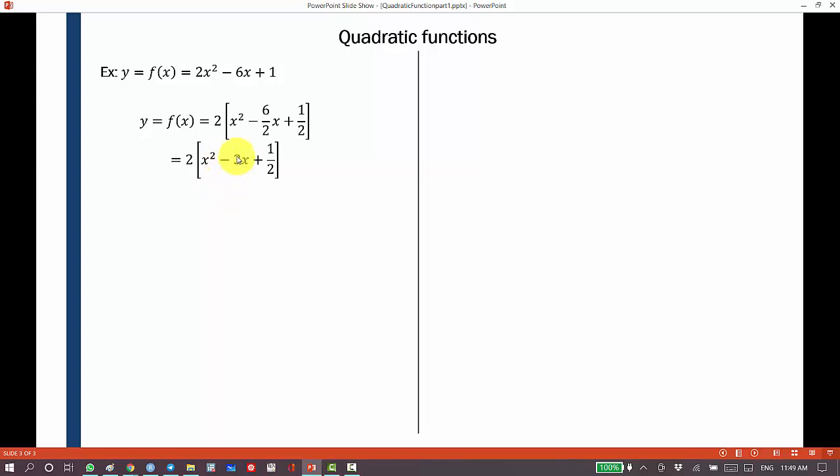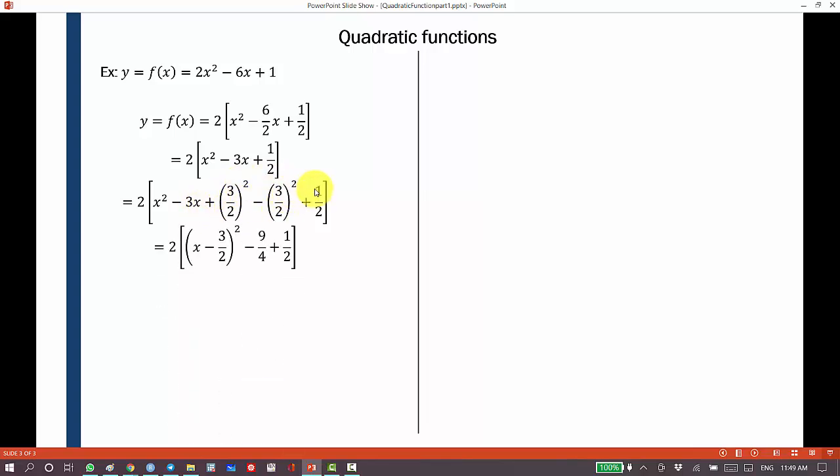Now what we do is we divide 3 by 2 and square it. That is 2[x² − 3x + (3/2)² − (3/2)² + 1/2]. These three terms, x² − 3x + (3/2)², are nothing but (x − 3/2)². This one is 9/4 plus 1/2.